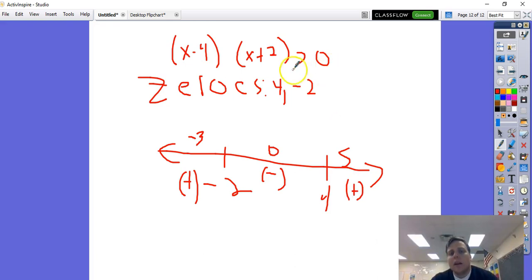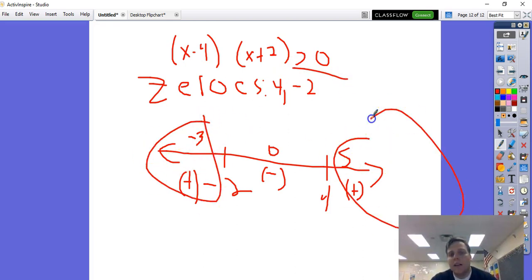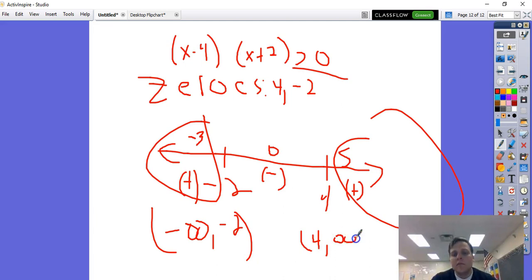So once again, what's my goal here? My goal is for x values that make y greater than 0, which is positive. So that means I was positive in this interval and I was positive in this interval. So what are those two intervals? Well, negative infinity to negative 2, and then again from 4 to infinity, which is the same answer I got when I did graphing. Okay?